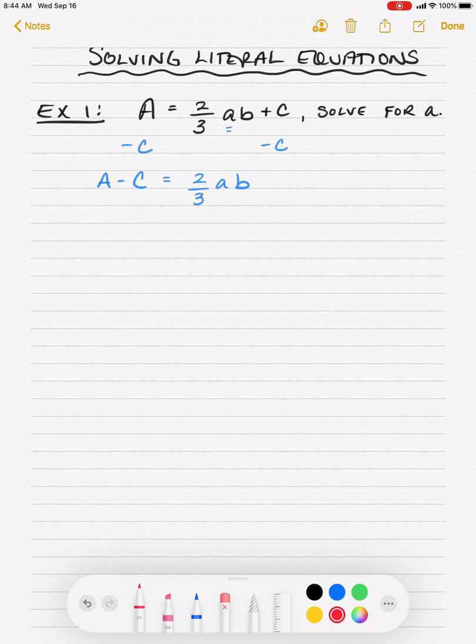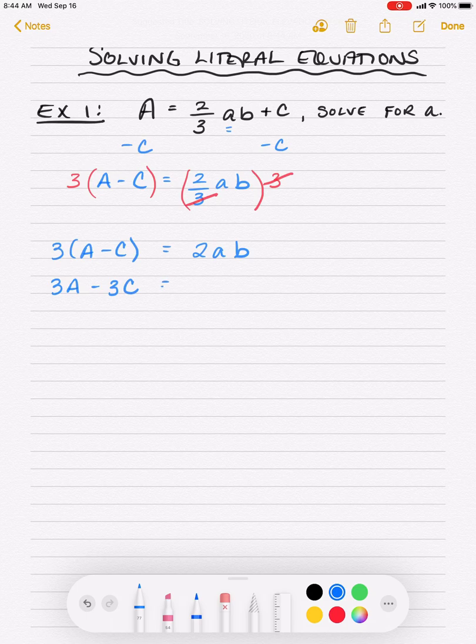What I want you to do is multiply both sides by the denominator 3. Over here, 3 divided by 3 is equal to 1, and so I have 2ab, but over on this side, I have 3 times the quantity a minus c. In my next step, it's up to you if you want to distribute. It doesn't necessarily matter, but this is what I have.